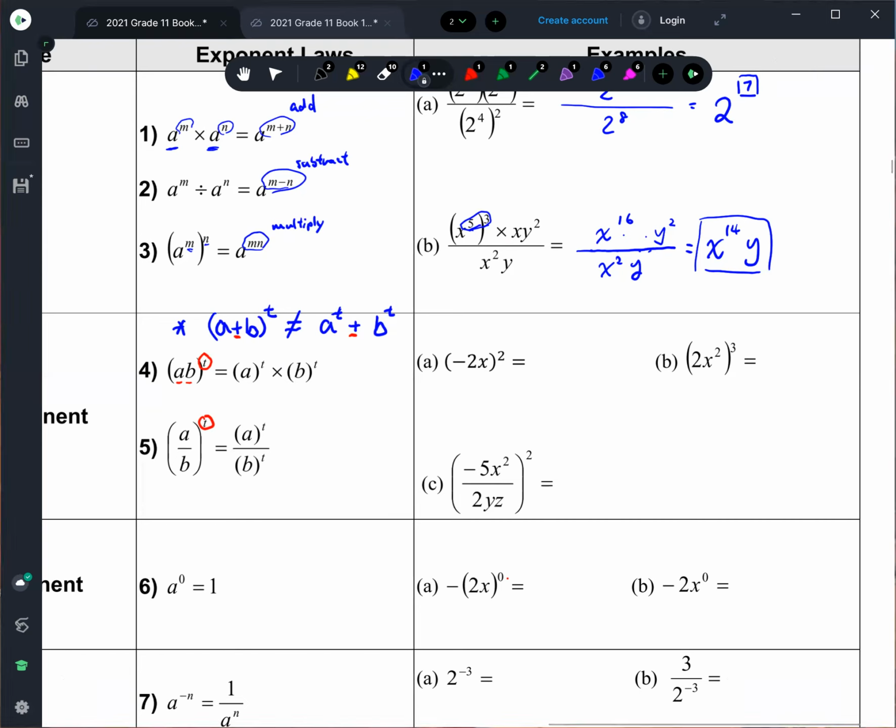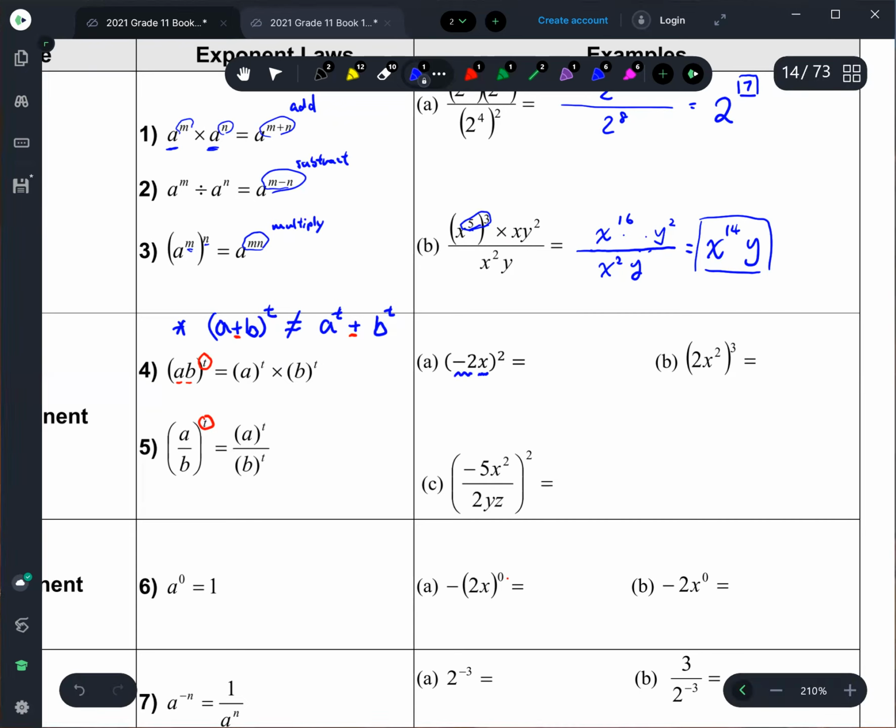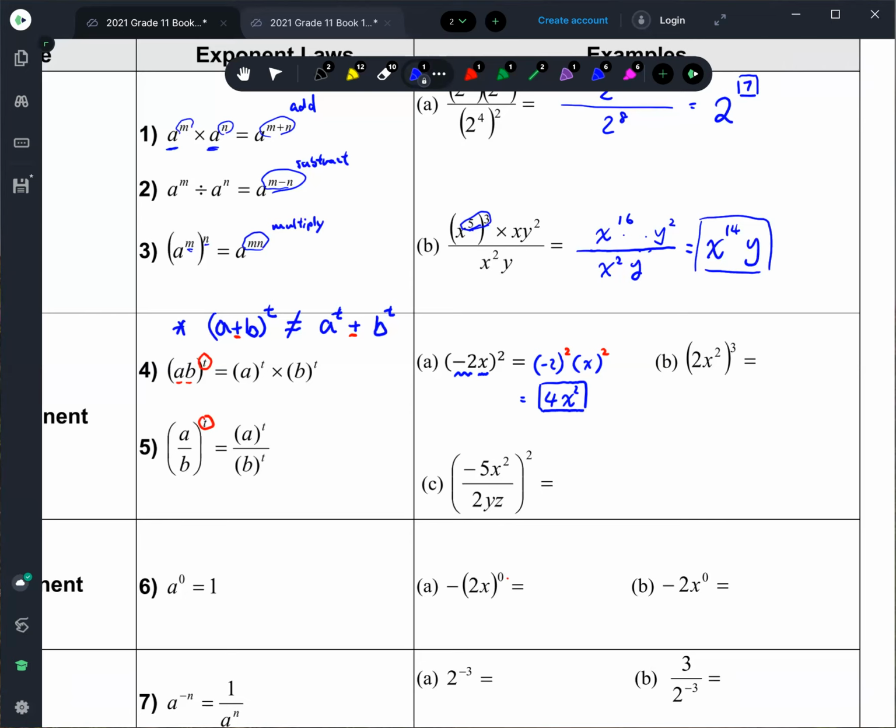So for example, first question A here, inside we have two parts, we have -2 and the x. Each of them receives the same exponent. For the part that has a number as the base, you can simplify it. So -2 times itself gives you 4, so 4x squared. If the base is a variable, you leave it. If the base is a number, you have to simplify.